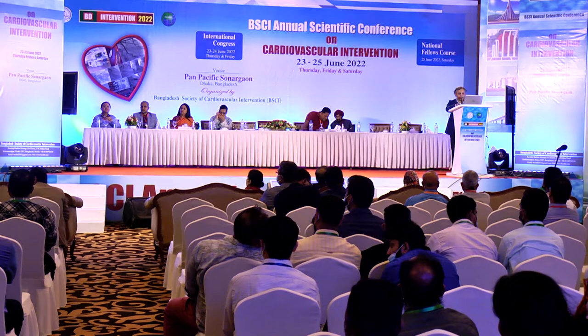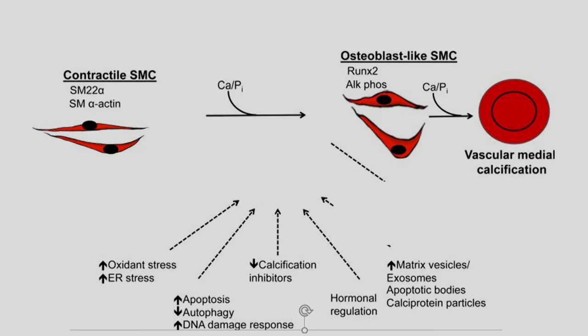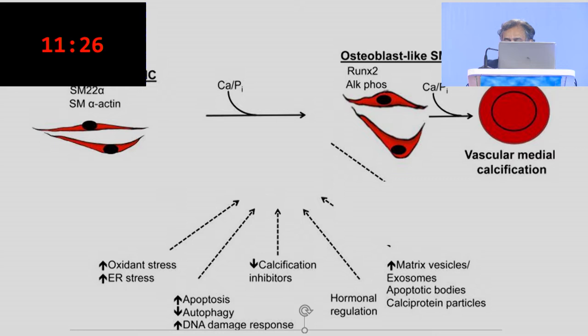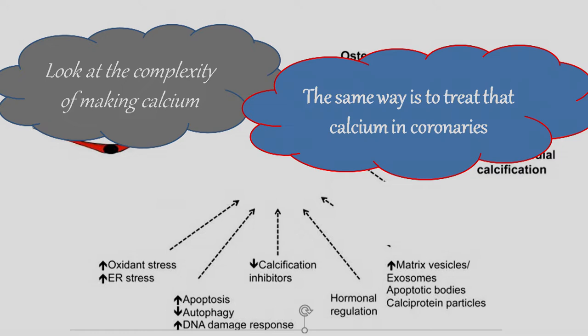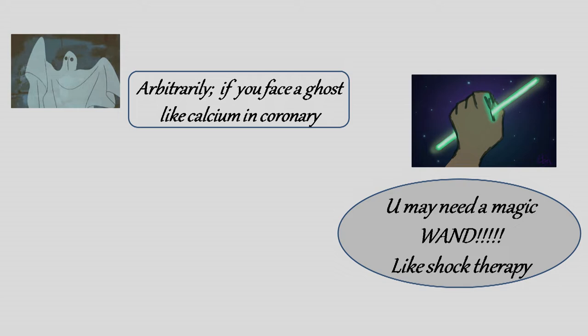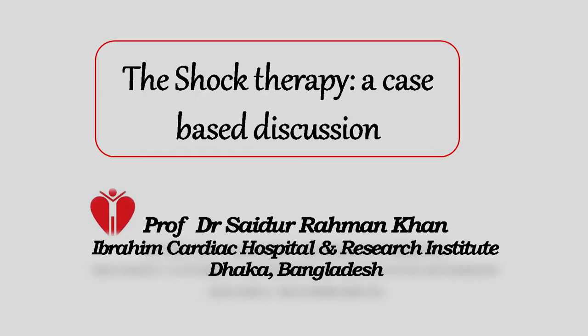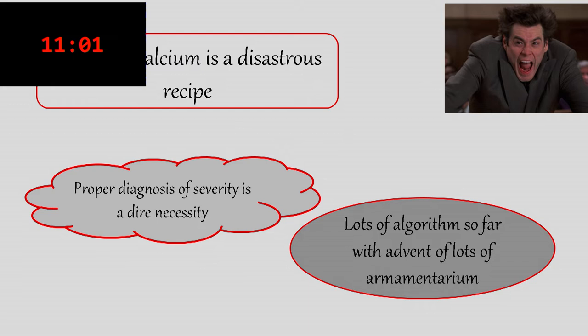Just before starting, if you see these three pictures here, you can understand that to understand calcium and how it is produced in the coronaries, I don't even like to recollect these things which I have read in pathology or pathophysiology. This complexity means calcium itself is very complex, and the same way, treating it in the coronaries is also very, very complex. And arbitrarily, calcium is like a ghost, and if you face a ghost, sometimes you need a magic wand, like shock therapy. That's why my discussion is especially in a practical way.